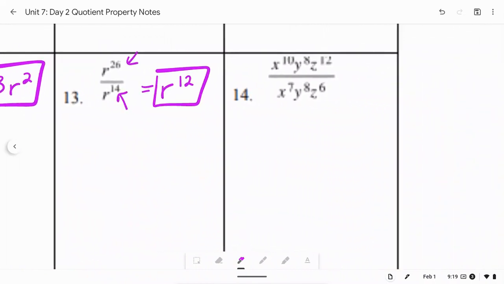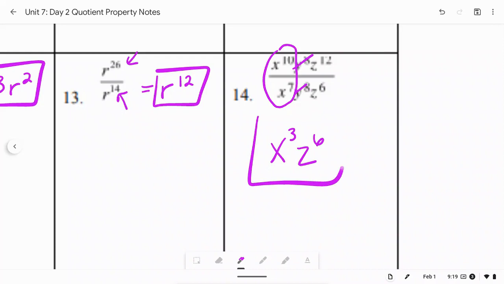For 14, you can only subtract them if they have the same base. So we're going to take a look at the x's first, and we're going to do 10 minus 7, which is x to the 3rd power. Since the y's have the same exponent, we can just cancel them out. And then we're going to subtract the z's. So 12 minus 6 is z to the 6th power. And that would be your final answer for 14.